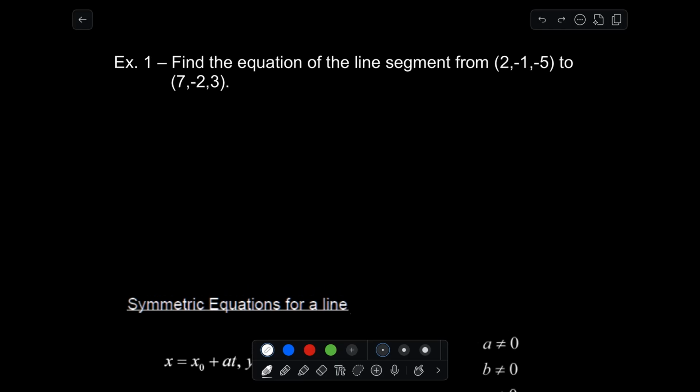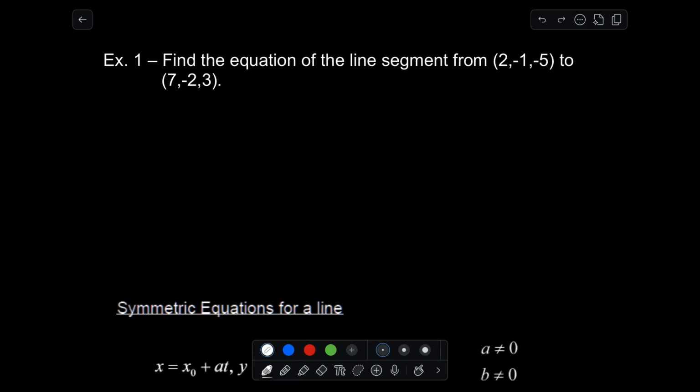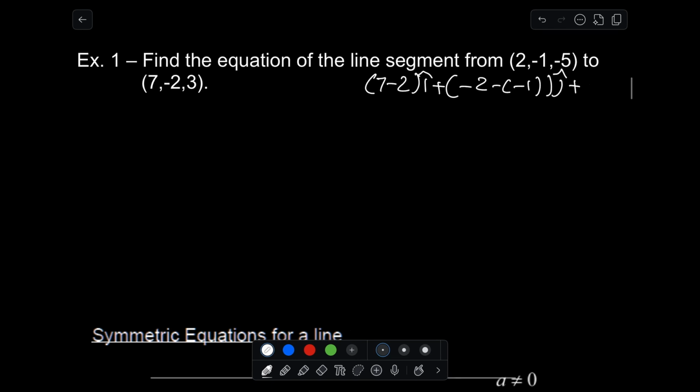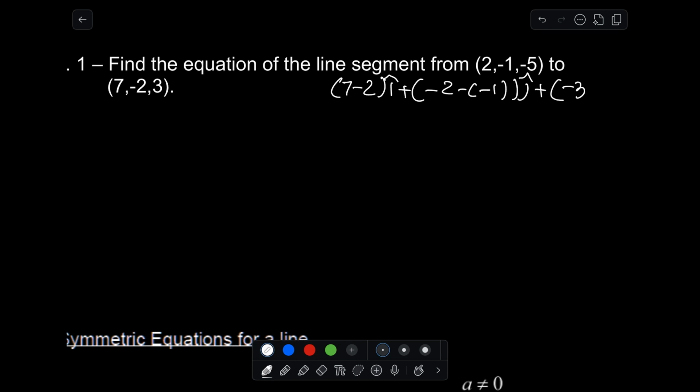So find the equation of the line segment from (2, -1, -5) to (7, -2, -3). Okay, so how much are we going in the i hat direction? You're doing 7 minus 2 i hat, plus how much in the j hat direction? We're going from -1 to -2, so -2 minus -1 j hat, plus -3 minus -5. You go right minus left.